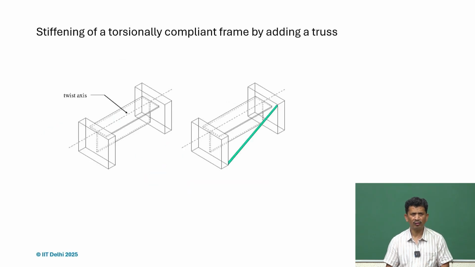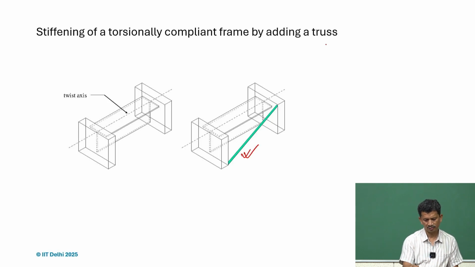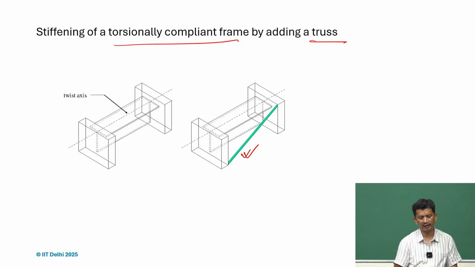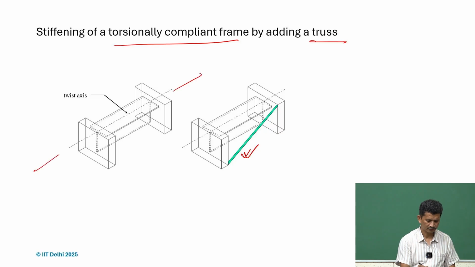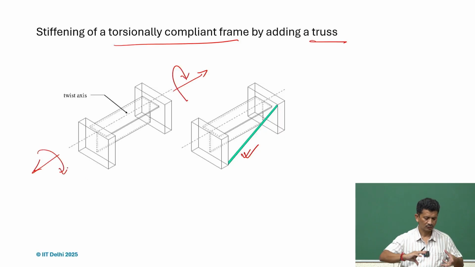So if we want to have a stiffer structure out of this, then we have to seize that rotation motion. And how can we do so? By just putting this bar or truss. So stiffening the torsionally compliant frame. So these are torsionally compliant if you apply a torsional load. If you try to twist it, it can twist very easily. But the moment we do, we can stiffen, because then it will restrict that deformation, and therefore we can achieve higher rotational stiffness.